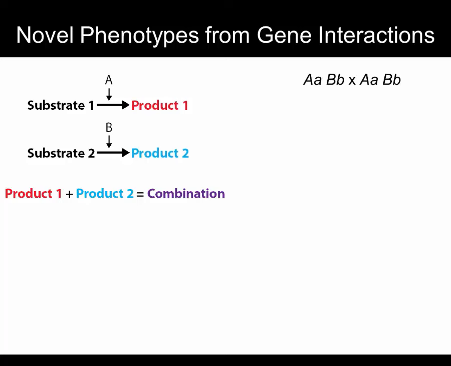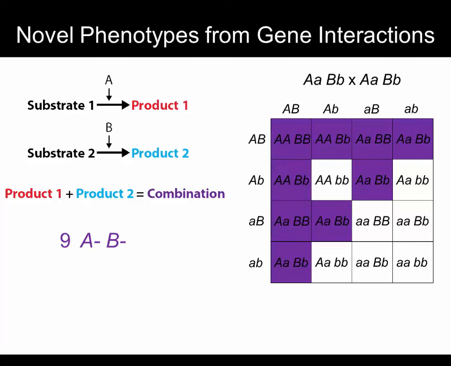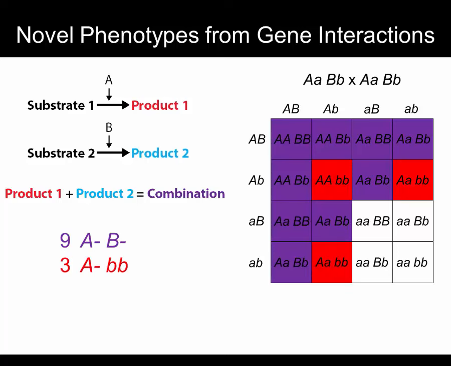What will happen if we cross two purple flowers that are heterozygous for both genes? Well, we can set up a Punnett square and fill it in like any dihybrid cross. Then we can start assigning phenotypes to each genotype. There are 9 boxes where there is at least one dominant A allele and one dominant B allele. Those flowers will make both pigments and be purple. 3 more boxes have at least one functional A allele but are homozygous recessive for B. Those plants will make red pigment but not blue and therefore be red.